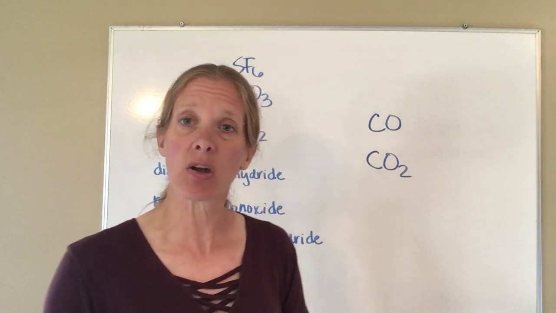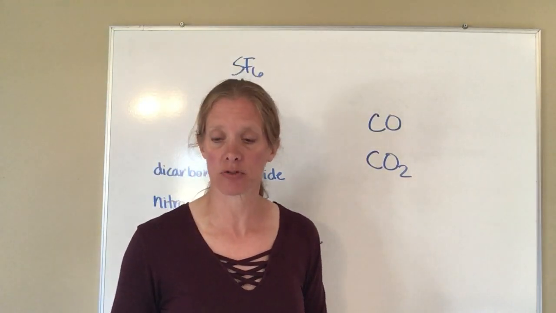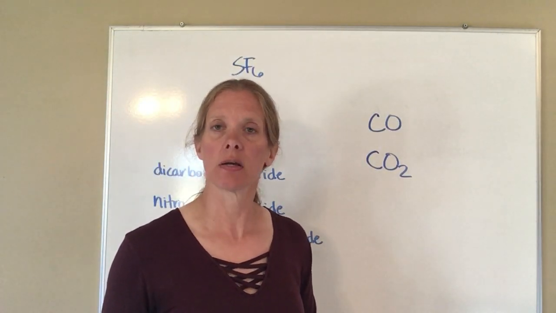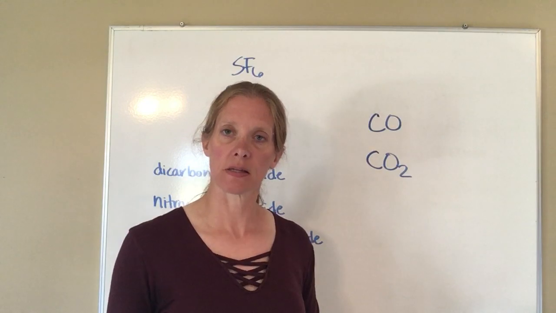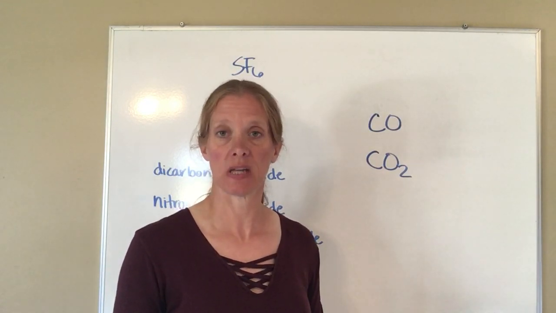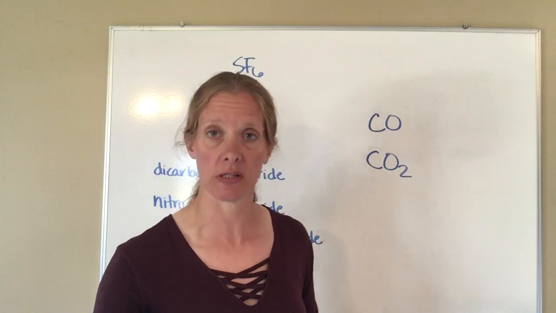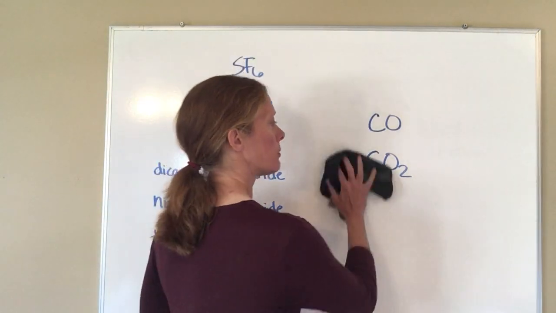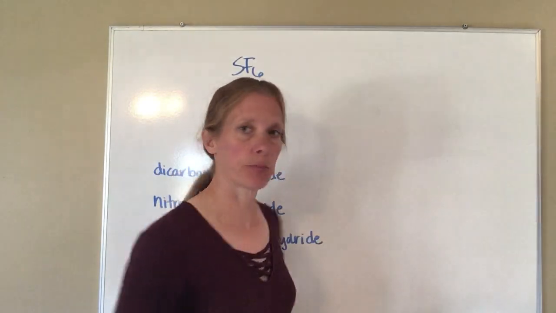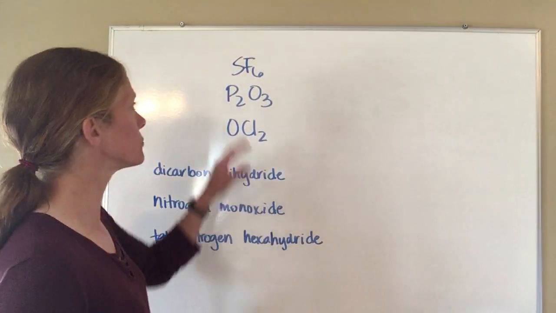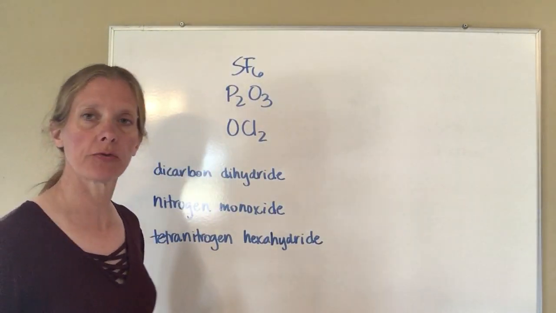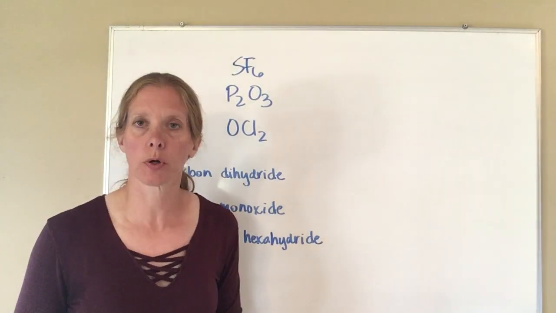So when we are naming covalently bonded compounds, we have to use prefixes. There is a table in your book that lists about 6 prefixes that you need to have memorized. And I did point that out to you in your lesson plans. So for right now, we're going to do a couple of examples so that you can see how to work those. SF6 is going to be our first example.